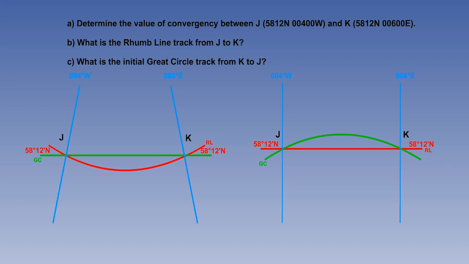Write down the convergency formula and substitute in what you know. Convergency equals the change of longitude times the sine of the mean latitude. The change of longitude is from 4 west to 6 east. That's 10 degrees. Now we need to calculate the sine of 58 degrees and 12 minutes. This may be the first time you've had to deal with a trigonometrical function involving both degrees and minutes, as opposed to decimal degrees, so we'll take a moment to deal with this.